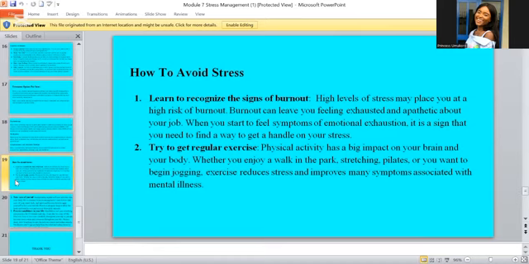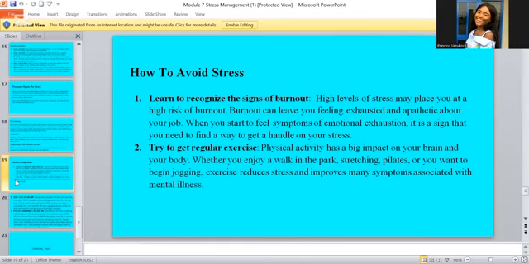Having learned all that, it is time for us to learn how to avoid stress. So here are some tips. Learn to recognize the signs of burnout. High levels of stress may place you at a risk of burnout, and burnout can leave you feeling exhausted and apathetic about your job. When you start to feel symptoms of emotional exhaustion, it is a sign that you need to find a way to get a handle on your stress.